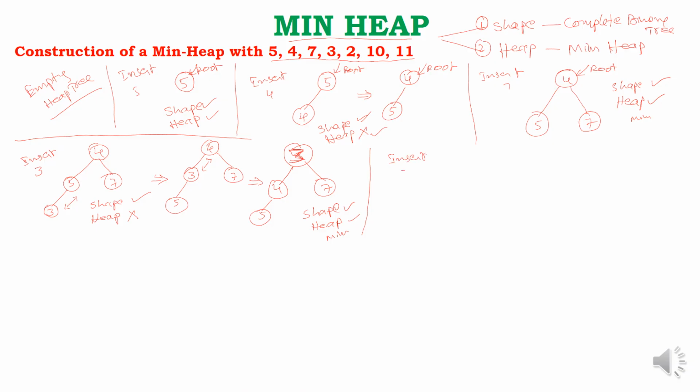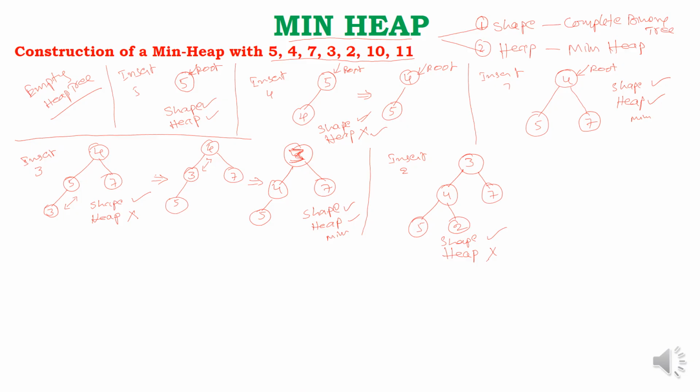Now insert 2. 3 is root element, 4, 7, 5. 2 is inserted at the end of the binary heap tree. So the next possible location is right of 4, 2 is inserted. Now check whether it is satisfying shape. Yes, it is complete binary tree. Is it satisfying heap, minimum heap property? No, it is not satisfying min heap.